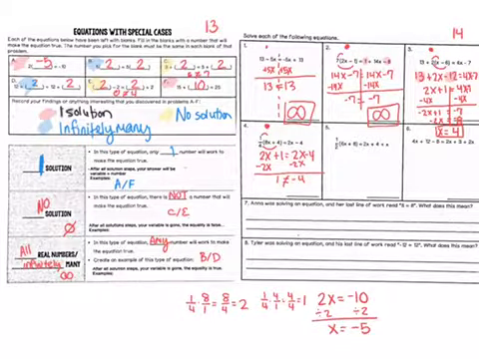This is an example where the variables completely cancel out. The two sides of the equal sign are not equivalent, which means that there are no solutions for this problem.